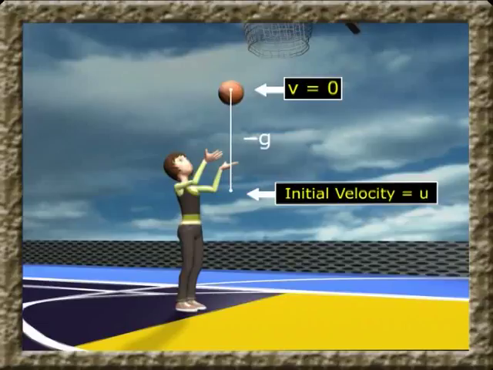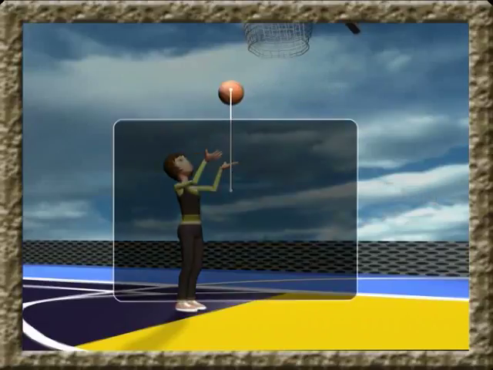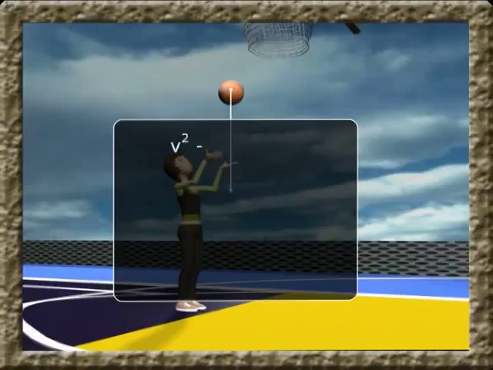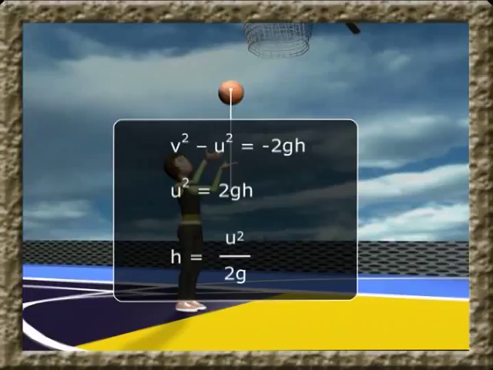So there we get the equation required to calculate the maximum height. v square minus u square is equal to minus 2gh. So u square is equal to 2gh. h is equal to u square divided by 2g.